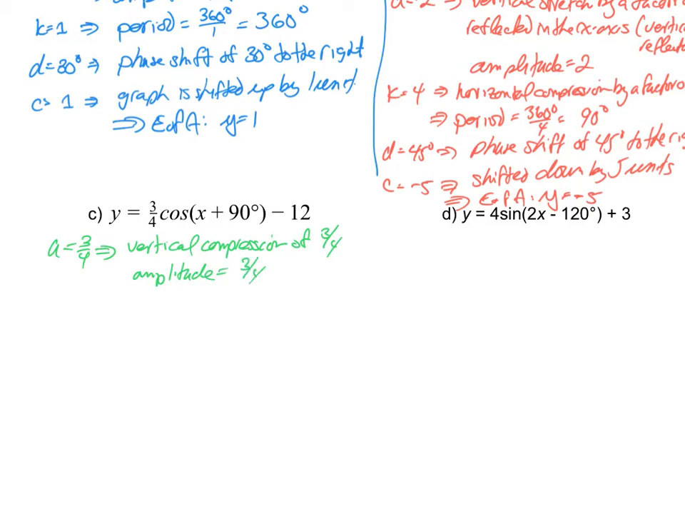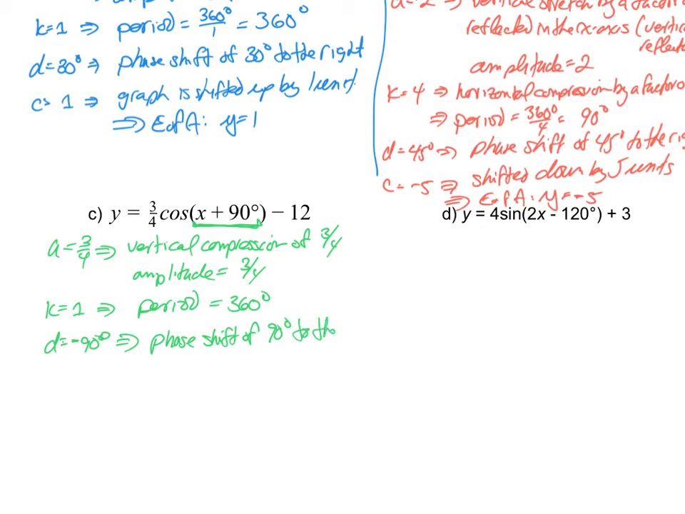Like the first example, k here is 1. So not interesting in some sense, but we still need to identify the period. The period is 360 degrees. D, in this case, is -90 degrees, so let's not get that mixed up. Again, my trick for remembering this is looking inside my function. What value of x makes that 0? So this is going to be -90. So here we're going to have a phase shift of 90 degrees, in this case to the left.